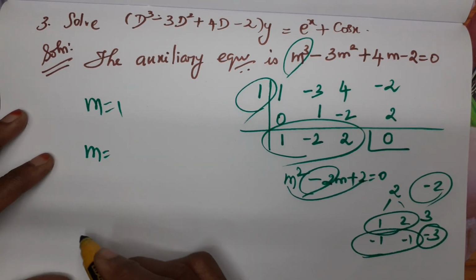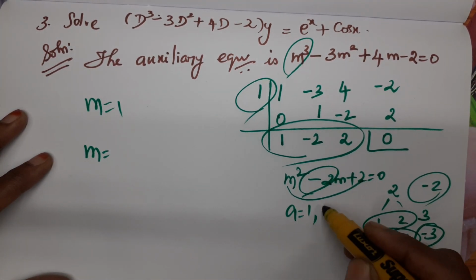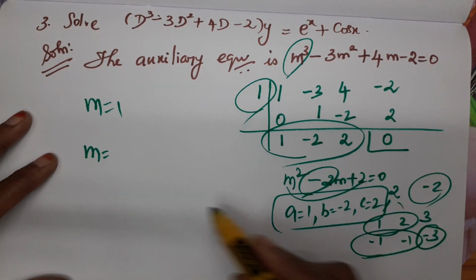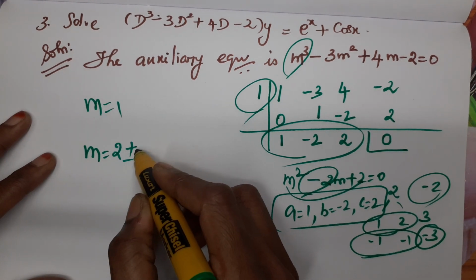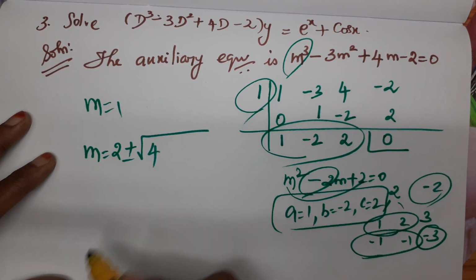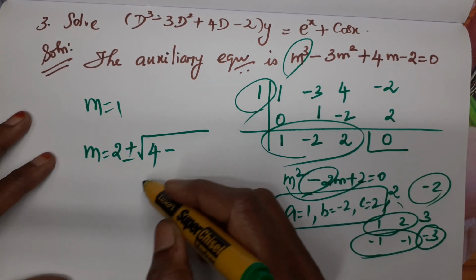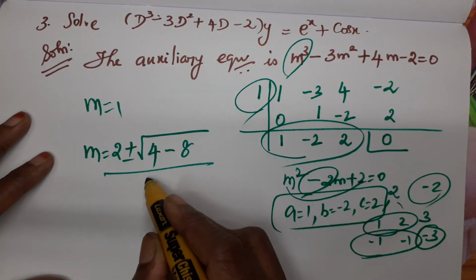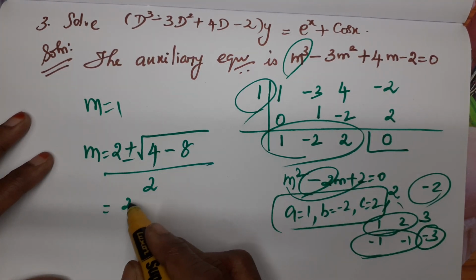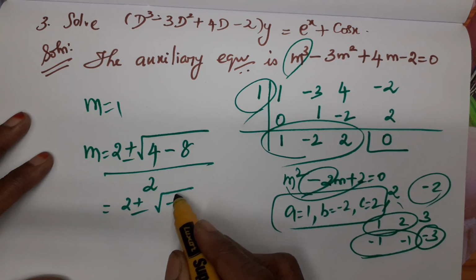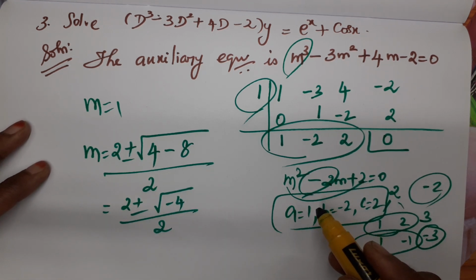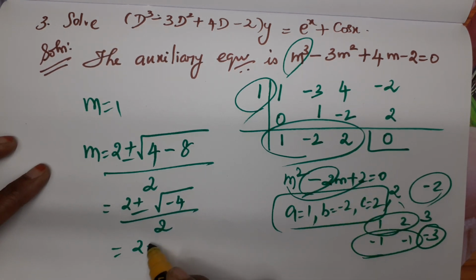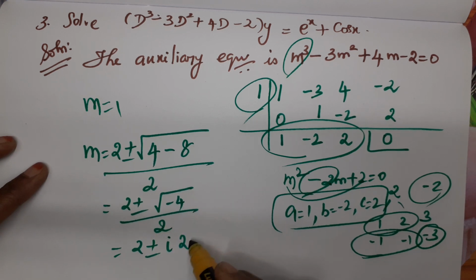m is equal to minus b plus or minus root of b squared minus 4ac, by 2a. What is a? a is 1, b is minus 2 and c is 2. So minus b, minus of minus 2, is plus 2, plus or minus root of minus 2 the whole squared is 4, minus 4 into 1 into 2 which is 8, by 2 into 1 which is 2. So 2 plus or minus root of minus 4 by 2. Already I told you, if you have a negative value within the root we can take i outside. So 2 plus or minus i into root 4 is 2, by 2.